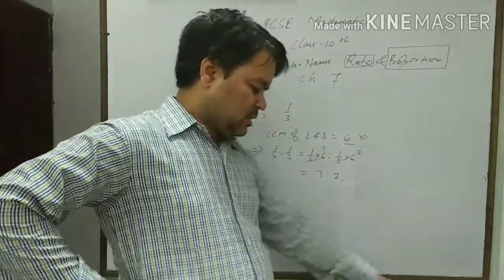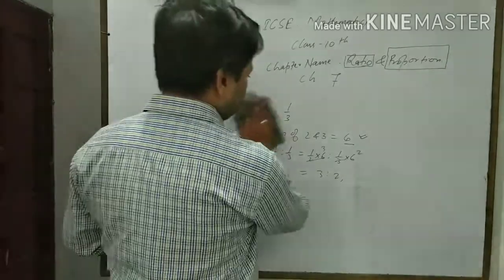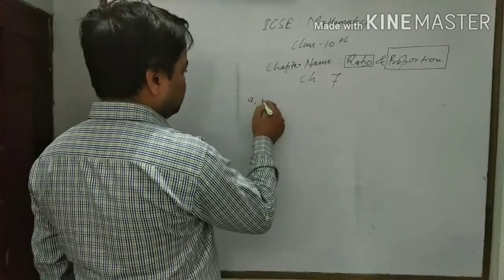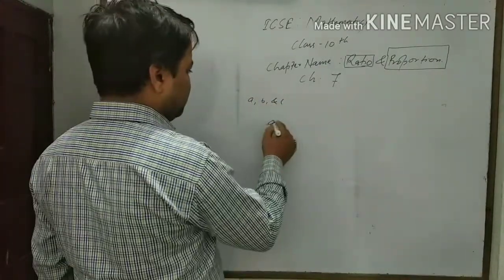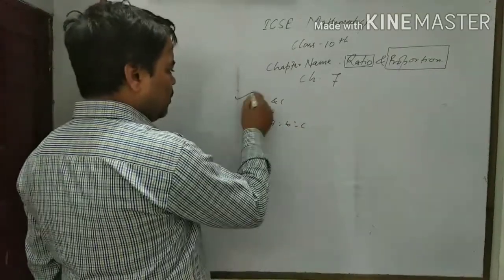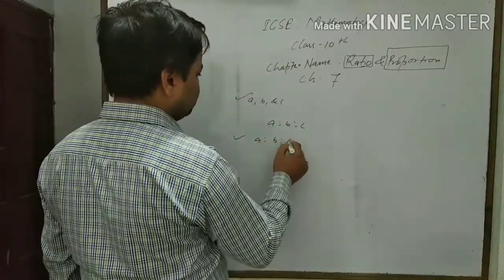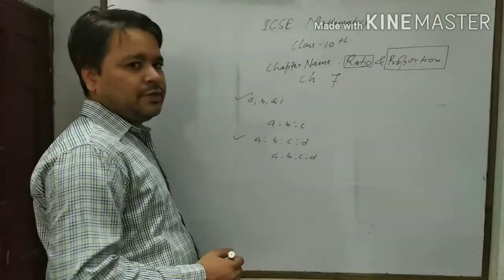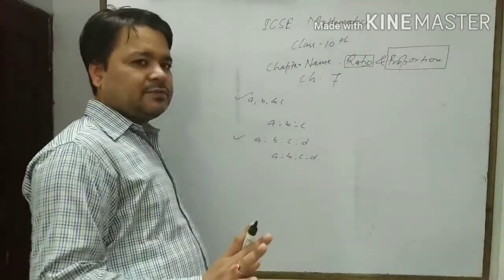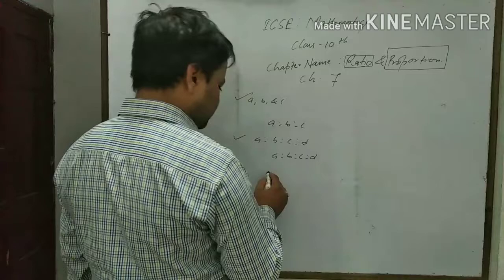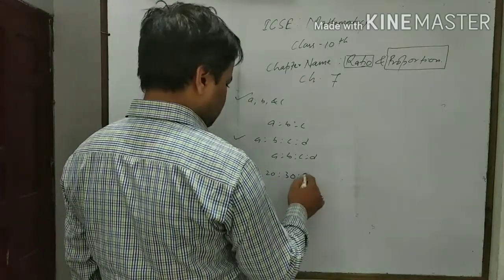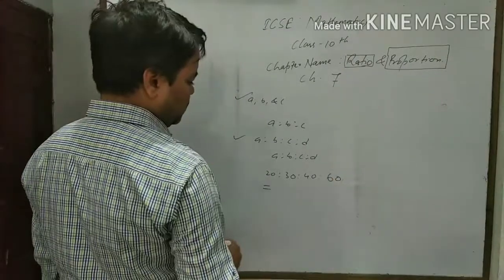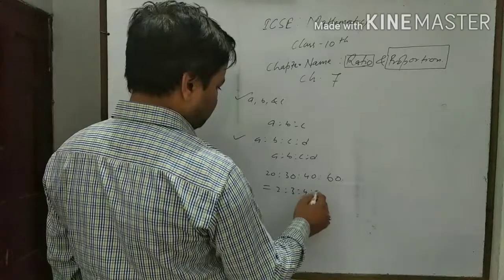After that, if there are three quantities A, B and C, the ratio of these will be A is to B is to C. Similarly, if we have four quantities, then the ratio will be A is to B is to C is to D. But it should always be in simplest form. Simplest form means if we have 20 is to 30 is to 40 is to 60, then its simplest form is 2 is to 3 is to 4 is to 6.